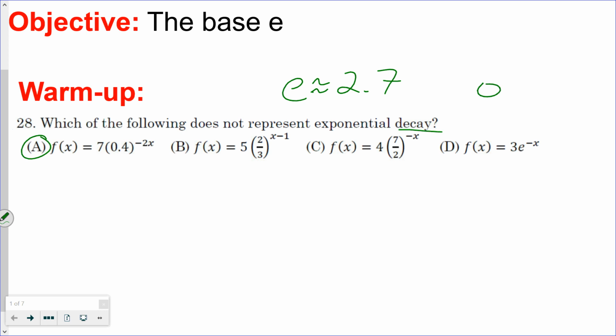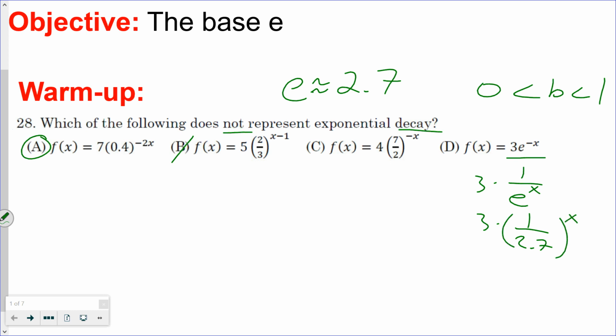A decay function happens when your base value is between 0 and 1. So, which of the following does not represent an exponential decay? I just look at each one and see what's going to happen when I fix the exponent, because all of them have negatives. Except for B, that's just 2/3, so we can cross that out right away because that is a decay function, but the rest have negatives. E is about 2.7, so if I fix the negative for 3e to the negative x, I get 3 times 1 over e to the x, which is about 3 times 1 over 2.7 to the x. 1 over 2.7 is going to be small, a fraction smaller than 1. That's why D isn't going to work.